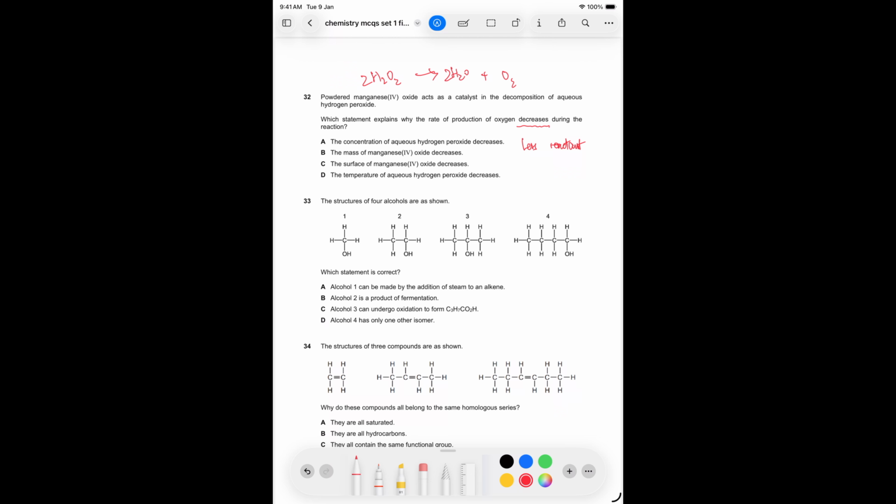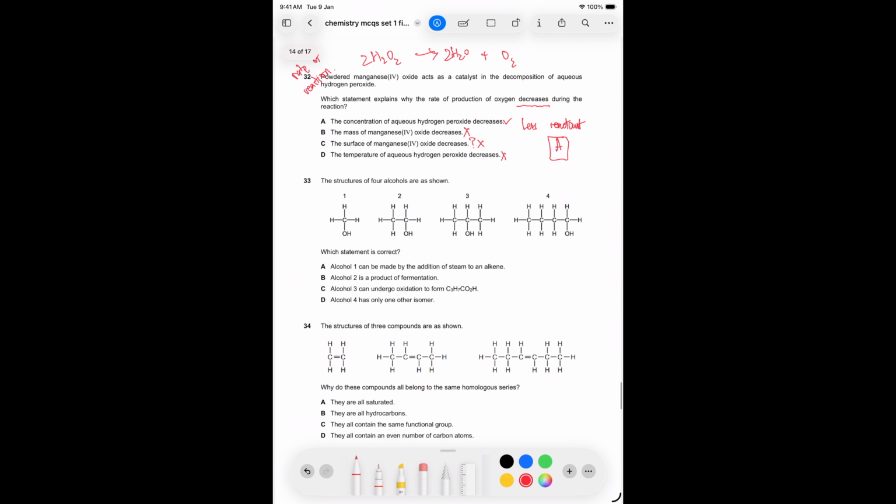The only one that makes sense is this one, because the reactant is hydrogen peroxide. Manganese oxide, the catalyst, its mass does not decrease, so B is out. The surface of manganese oxide decreases? That is not true, most likely. Temperature decreases? No, that's not true as well. So the answer is A. This is under rate of reaction as well. Answer is A.